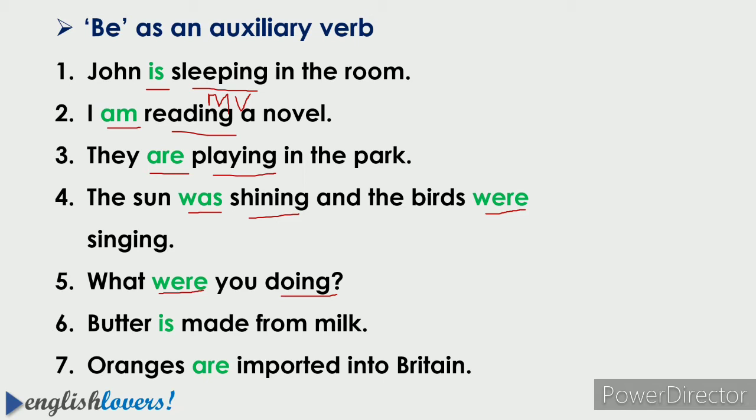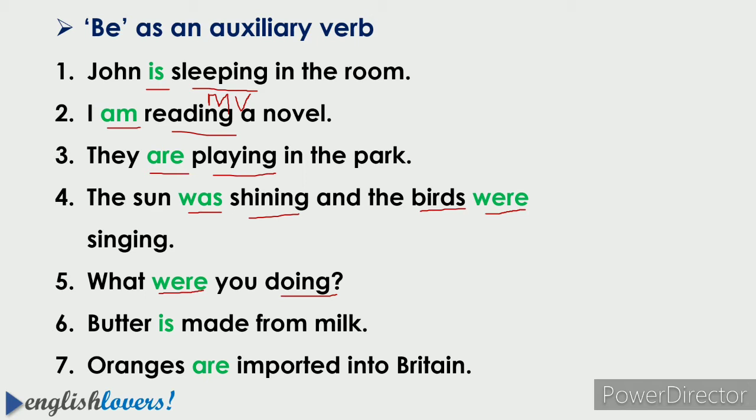Here was is used because it is singular, the sun is a singular subject, and here were is used because the birds is the plural subject. So in both these sentences, the form of be functions as an auxiliary or helping verb.